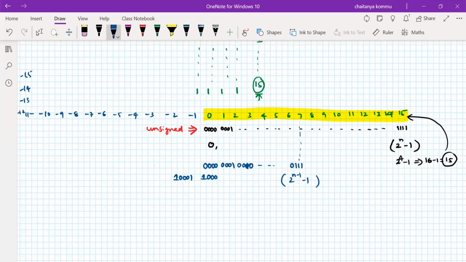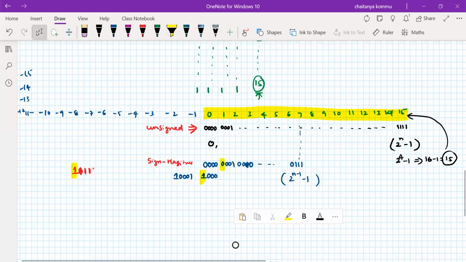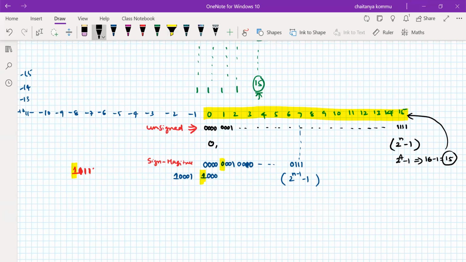So in sign magnitude representation, how many can we write? Up to 1, 1, 1, 1, something like this. By looking at the MSB bit here, we can say that it is a negative number; by looking at 0, it is a positive number. So what is the maximum value that we have got here? Minus of 2 power n minus 1 minus 1. This is how we considered it.